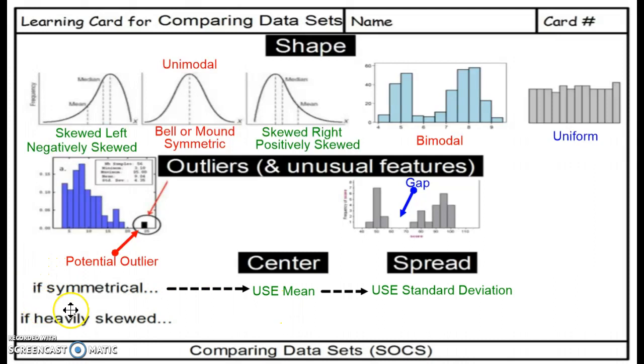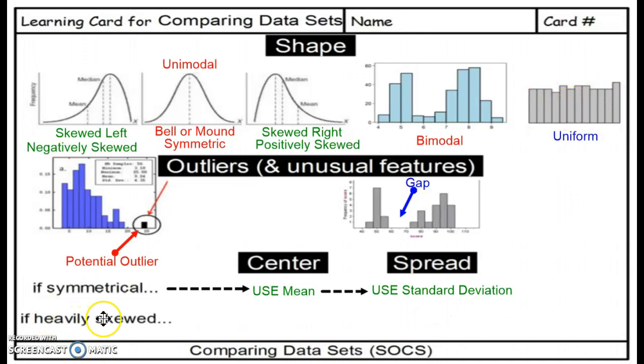So again, if something is symmetrical, the center is best described with mean and the spread is best described with standard deviation. So like with this bell-shaped or mound-shaped distribution, it's symmetrical. Use the mean and standard deviation. For this uniform distribution, it is symmetrical. So use mean and standard deviation to describe its center and spread.